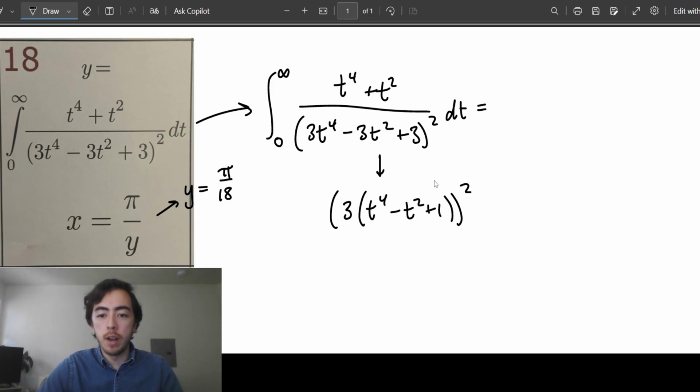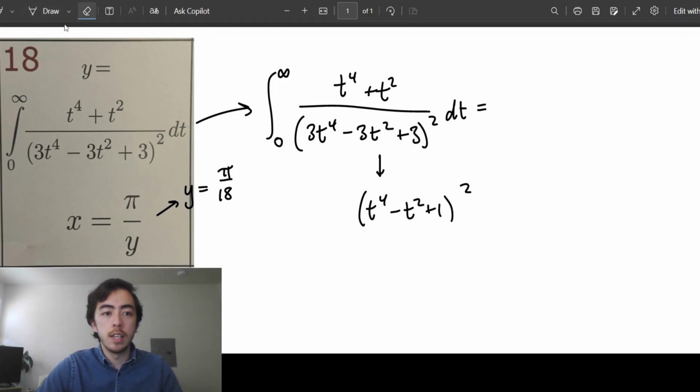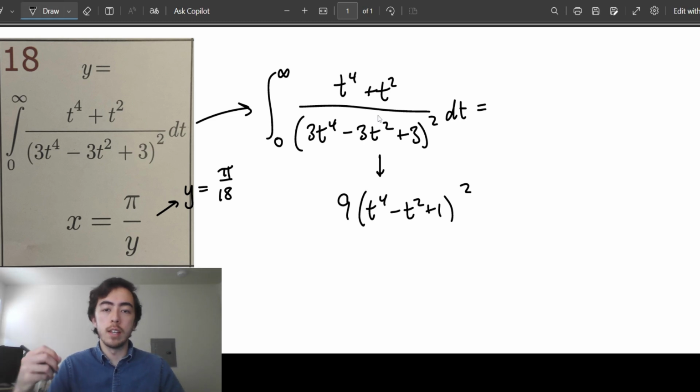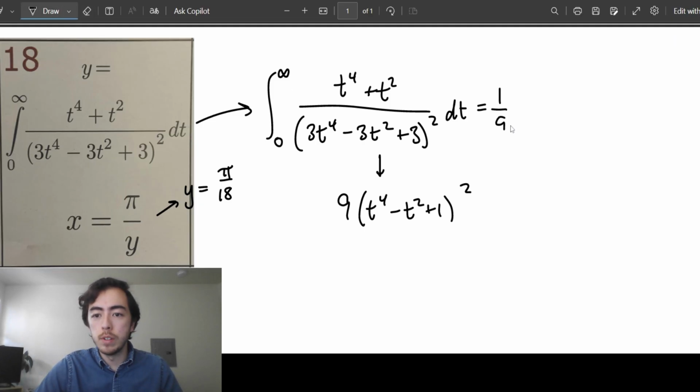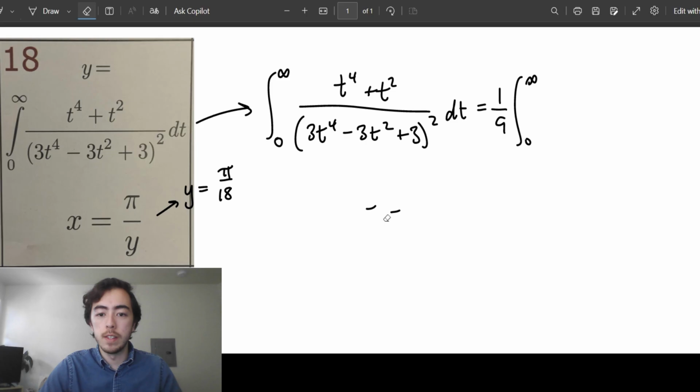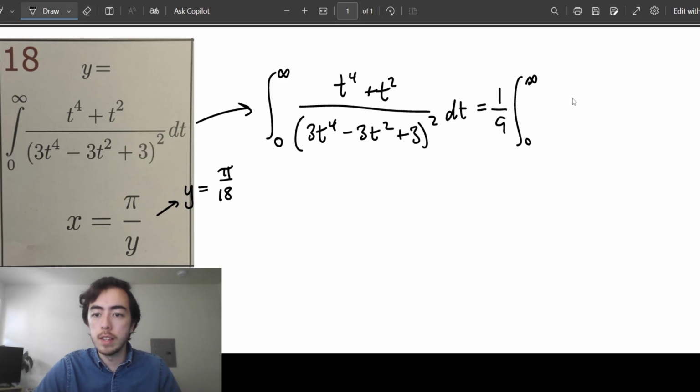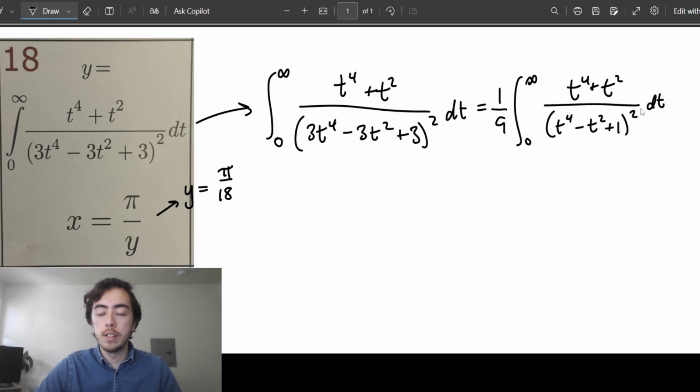And then when I have a product being squared, I can square each term individually. And now I do have a 9 in my denominator. Since that is essentially a 1/9 in my integrand, I can take that constant coefficient out, and I will simplify my integral just a little bit. So we will get 1/9 of this new integral. T to the fourth plus t squared is still on top. And at least this way I have fewer numbers to worry about on the inside of my integrand.